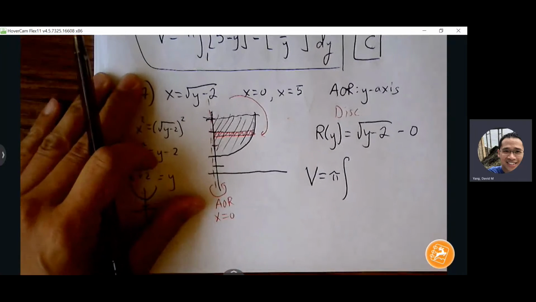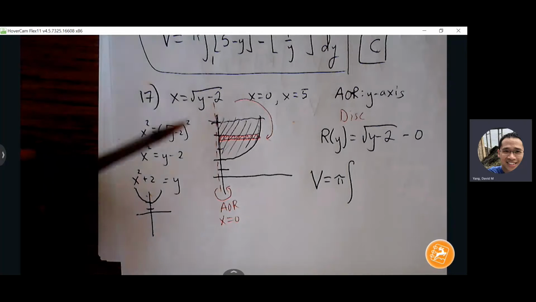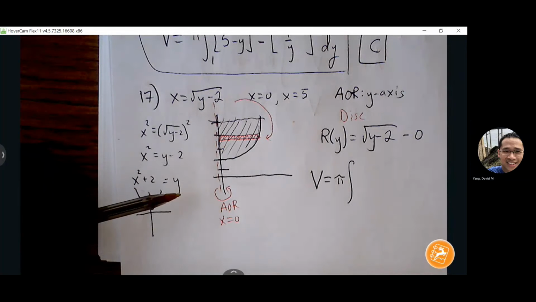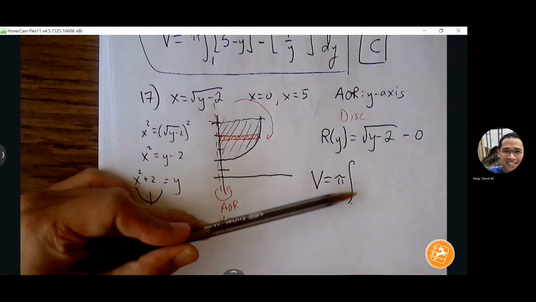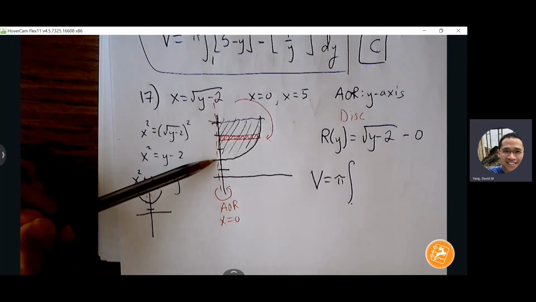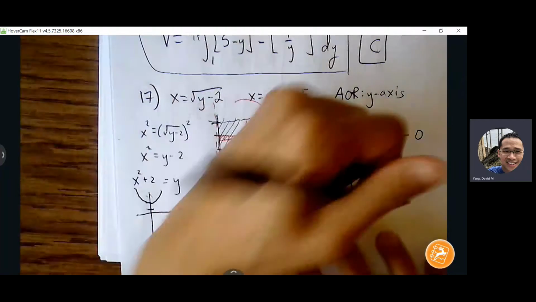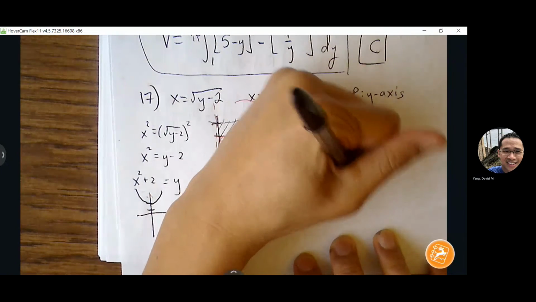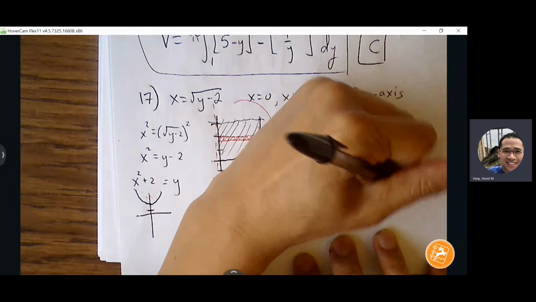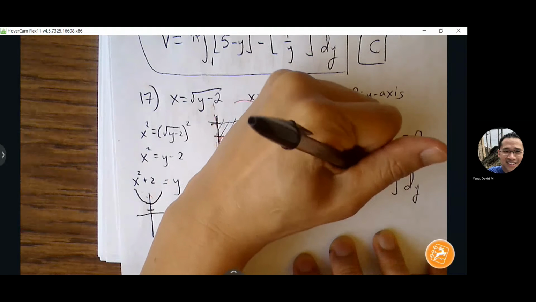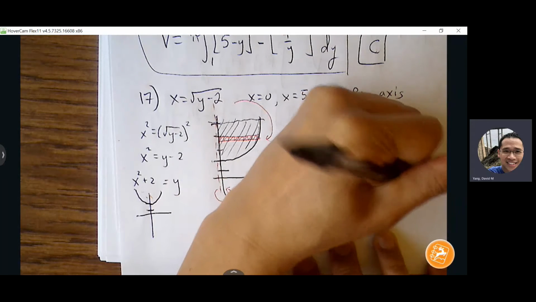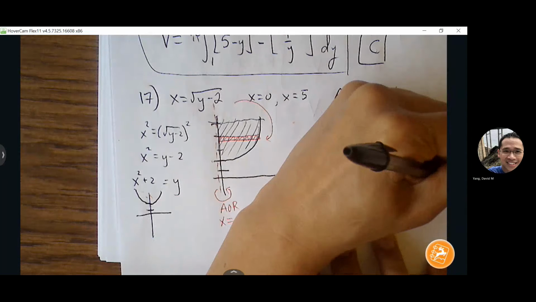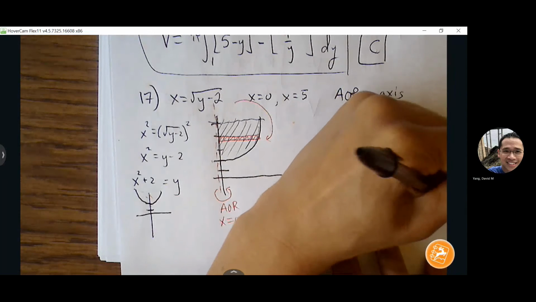Our bounds is easy to spot. There's no need to enter the calculator. Can you tell what the bounds are here? Yeah, in terms of y. So if you can sketch the graph out, you can tell lowest y value is 2, highest y value is 5. Big radius squared, dy. Answer choice E.